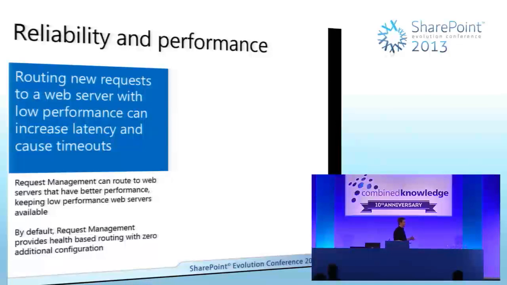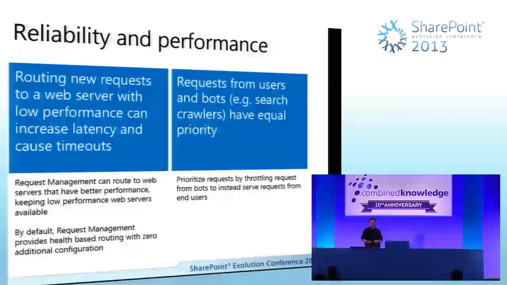So by default, without us having to do anything other than start the service instance of request management, the system is smart enough to route traffic to healthy servers and away from the unhealthy ones. And this is perhaps going to be, in the long haul, the most common usage of request management for on-premises farms. Very simple configuration and quite a big benefit at the end of the day.